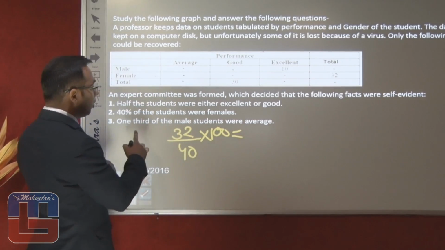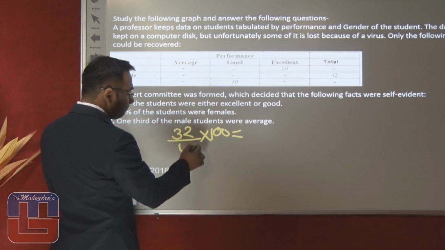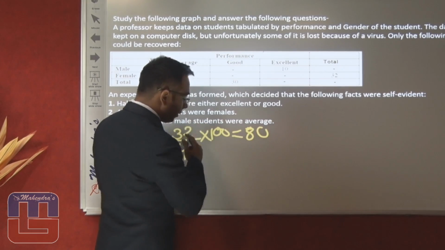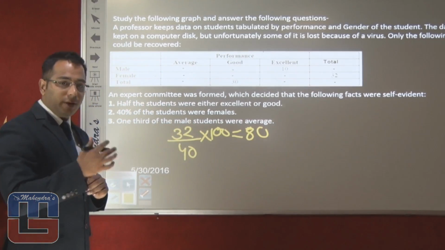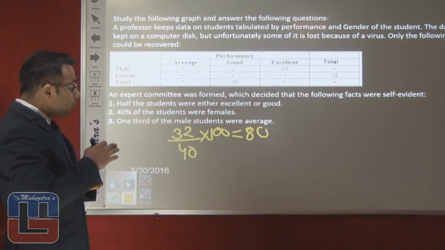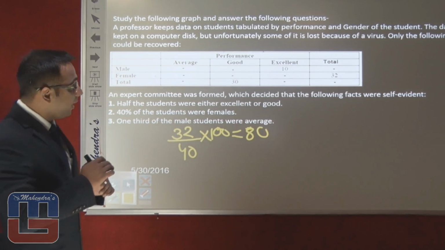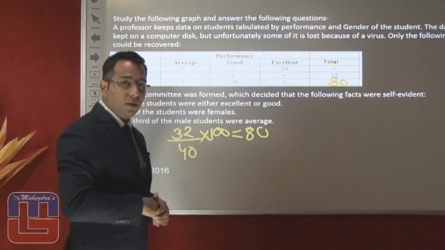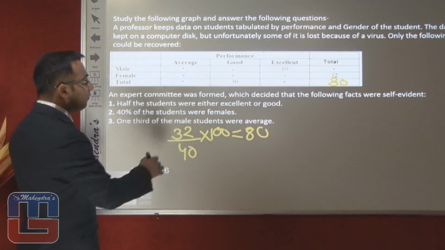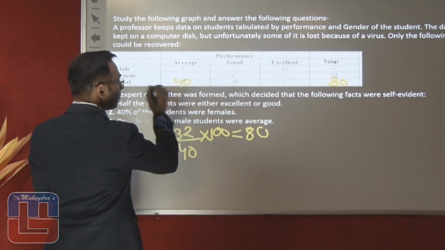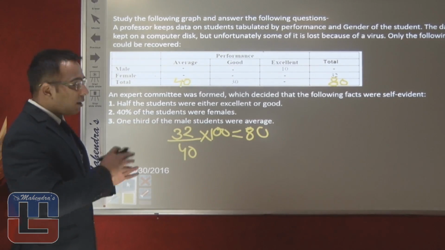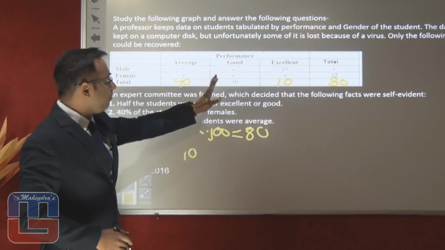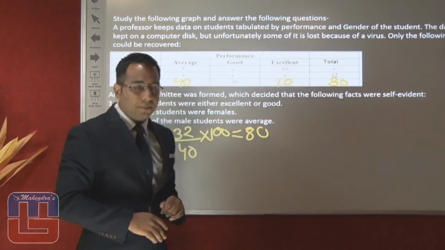Sorry, 32 is 40%, right? So 100% will be 80. So we know the total students here is 80. Average students are half of this, 40. That means here excellent students should be 10. That's why 40 plus 30 plus 10 is 80.